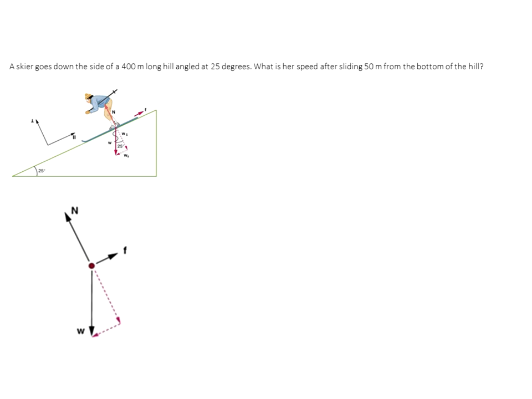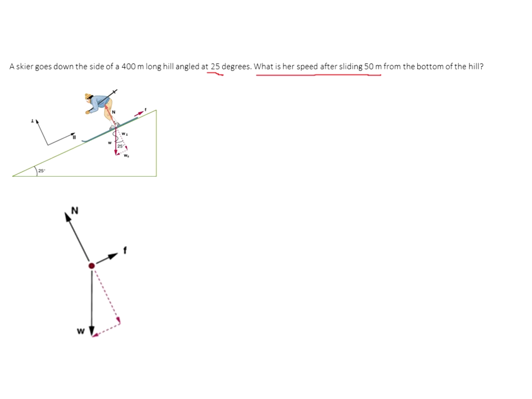So let's look at the skier problem again. We've looked at this in a couple other situations. First, just to set up a diagram. Then we actually found something from it. Now we're going to find some more information. So now we want to know what is her speed after sliding 50 meters from the bottom of the hill.